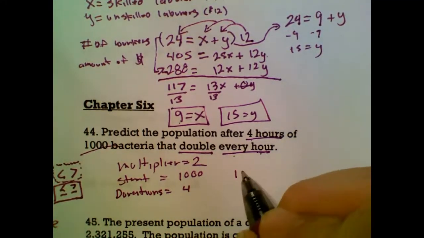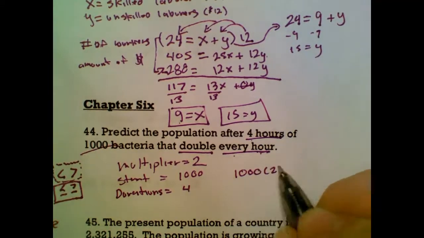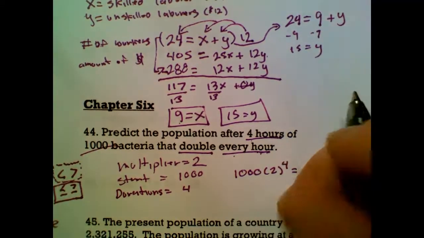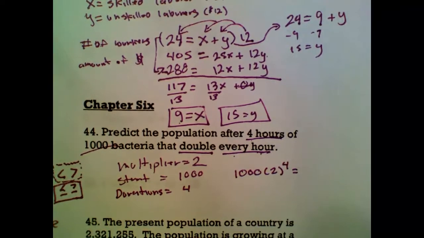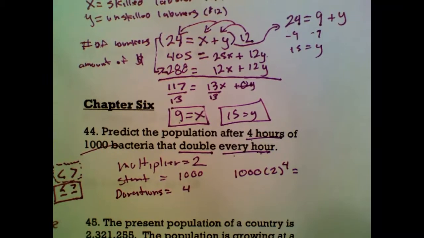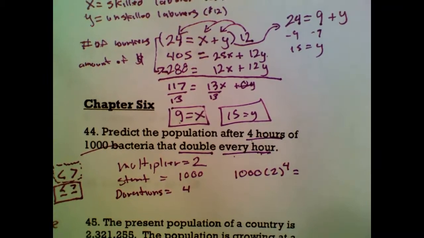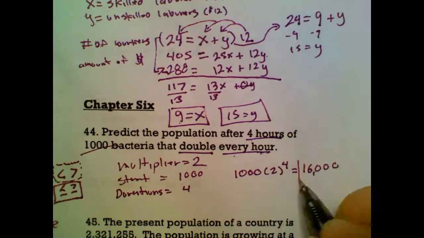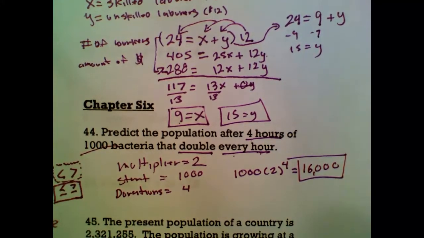So our equation for this, we have 1,000 times 2, the multiplier, to the 4th power. We just got to figure out what that is. Take that, put it in the calculator. So really what you want to do is figure out 2 to the 4th power, and then multiply that by 1,000. And you get 16,000 as your answer. There will be 16,000 bacteria in the system after 4 hours.